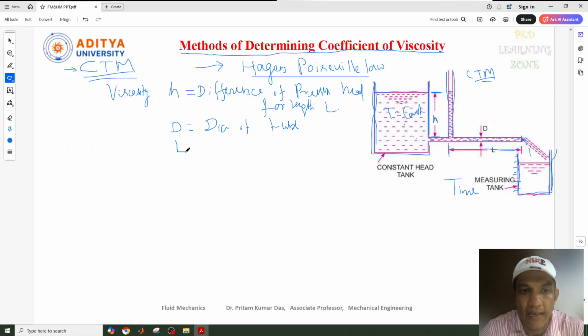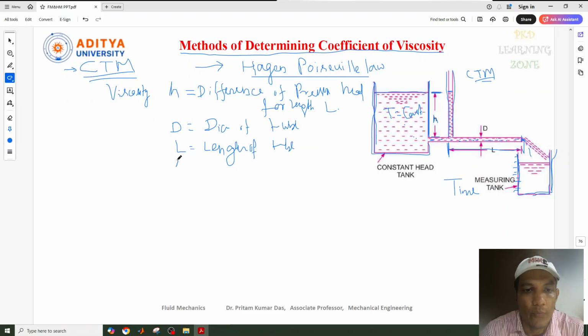And next is L. L is nothing but the length of the tube for which the difference of pressure head is known. Like from this point to this point, what the pressure head difference is. So you can say the length of the tube under which the difference of pressure head is known. So this one also, we can mark as the length of tube. Not the total length of the tube, but from which point we mark it.